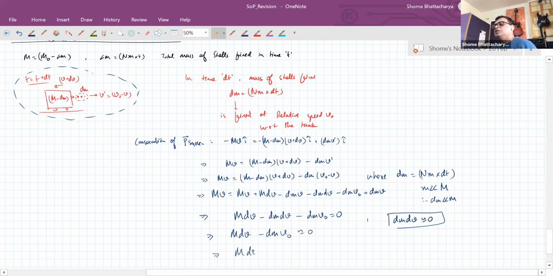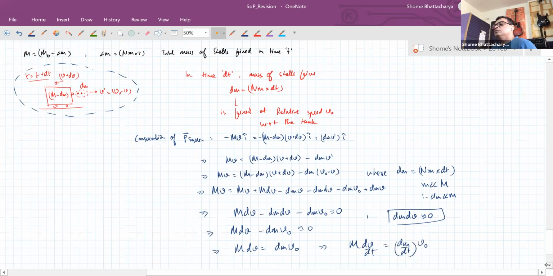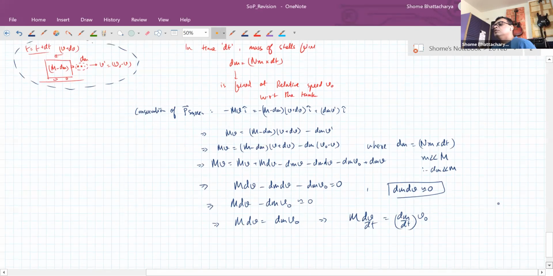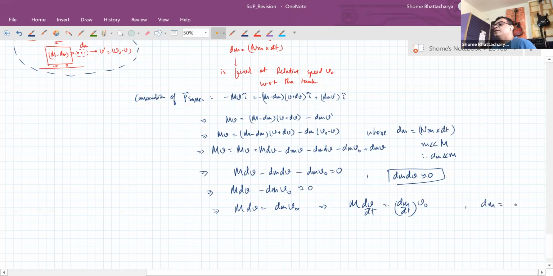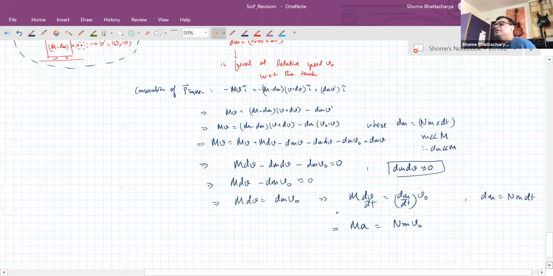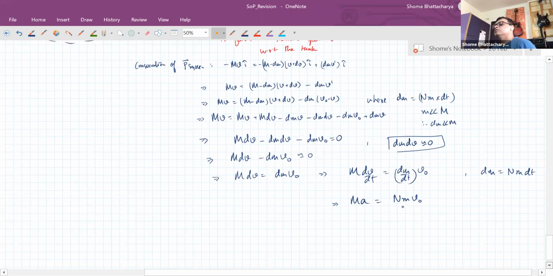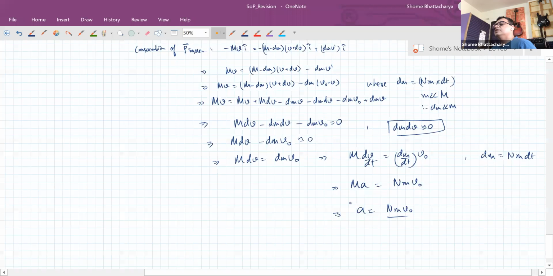So m dv is equal to dm v naught, which means that m into dv by dt is equal to dm by dt into v naught. So remember, dm was the rate at which bullets were being fired multiplied by mass of each shell into time dt. So mass into instantaneous acceleration becomes this rate of firing shells into mass of each shell into v naught. So the instantaneous acceleration becomes like this, where m is the instantaneous mass.